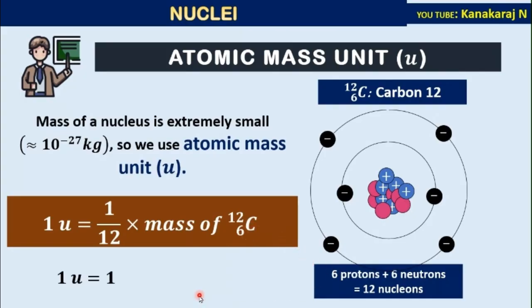The value is 1 atomic mass unit equals 1.660 multiplied by 10 power minus 27 kg. This value we use often in our problems. 1 atomic mass unit equals 1.660 multiplied by 10 power minus 27 kg.